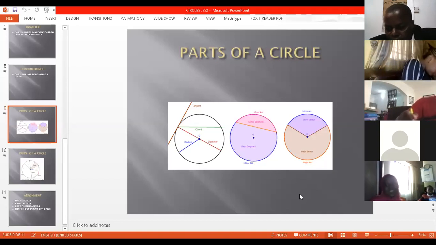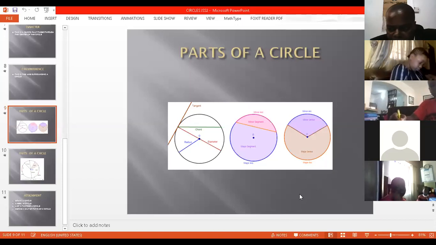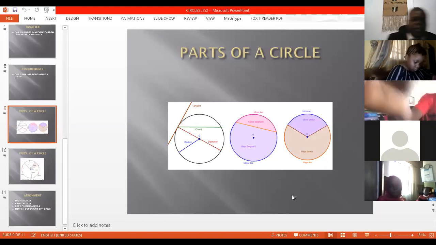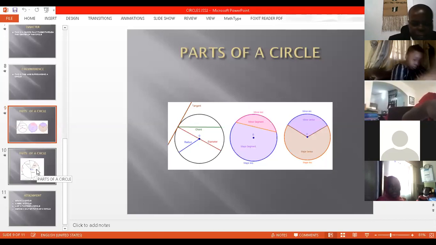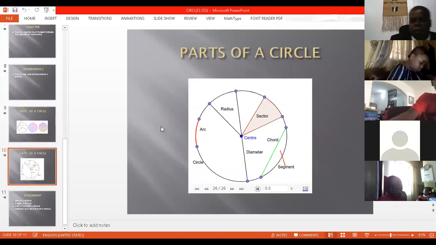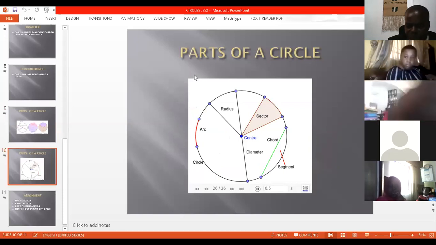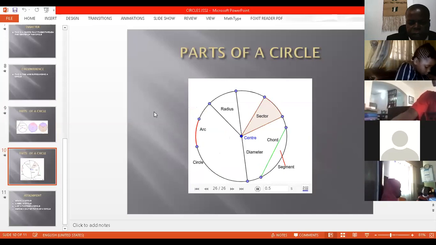Have you all done that? If you have done that, just type in yes. Okay, Senna, very good. Rokewe, very good. All right, let's move to the next slide. So you have to draw another circle again and input all these parts of a circle. Draw another circle and input all these parts of a circle.